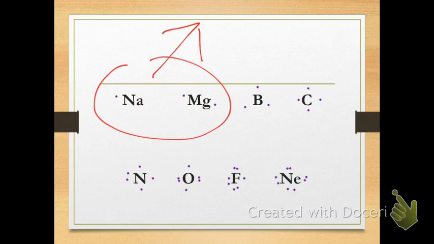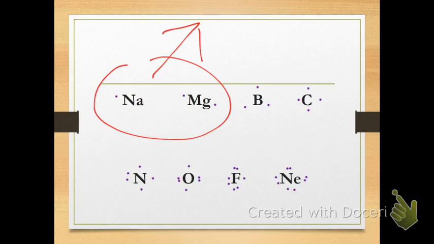So on boron, it can form how many bonds? 3. How many bonds can carbon form? 4, because it's got 4 empty openings or empty slots. How about nitrogen? 3. Oxygen? 2. Fluorine? 1. Neon? None.